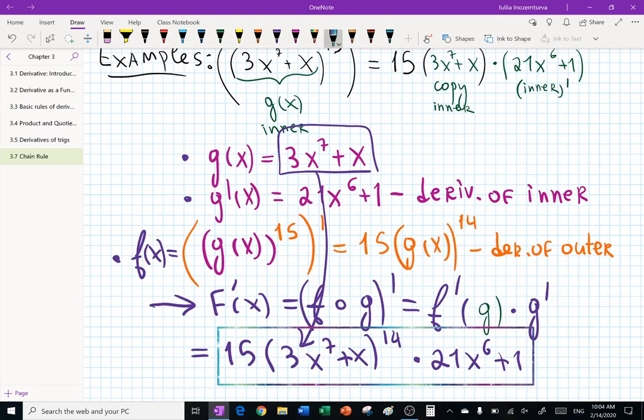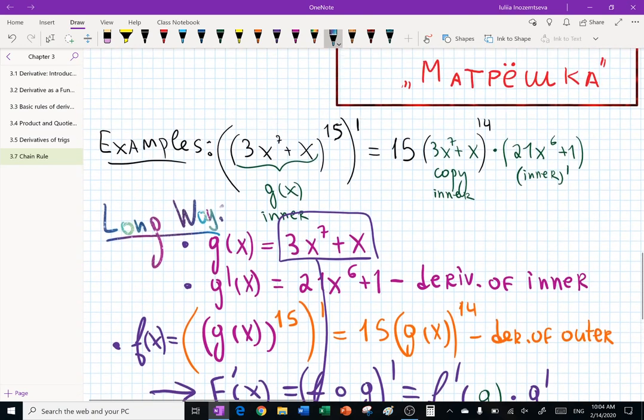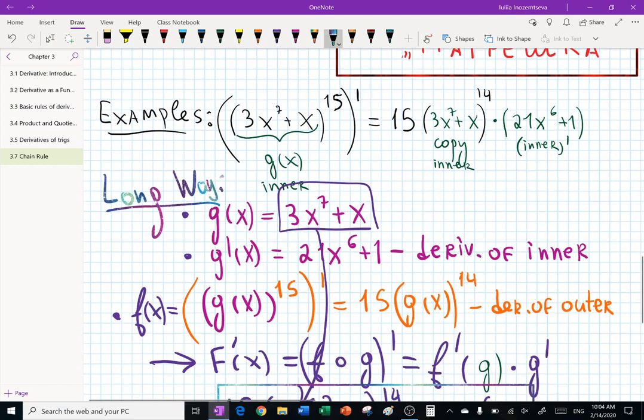So this is a long way. Long way is to explain everything to yourself, basically. And then the first way is the fast way. This is how I will be doing it from now on. Derivative of the function outside times derivative of the function inside. Done. Yeah? Questions? What do you guys think?